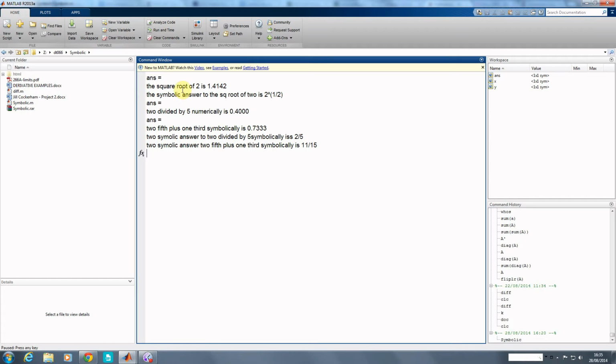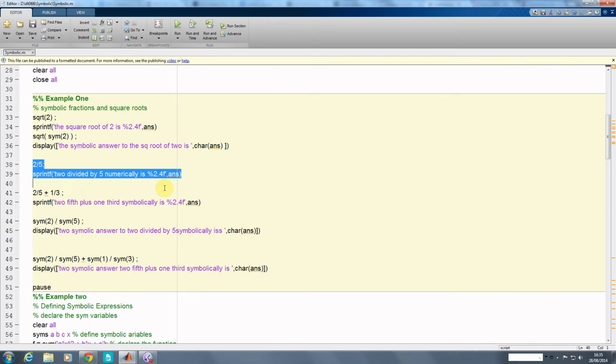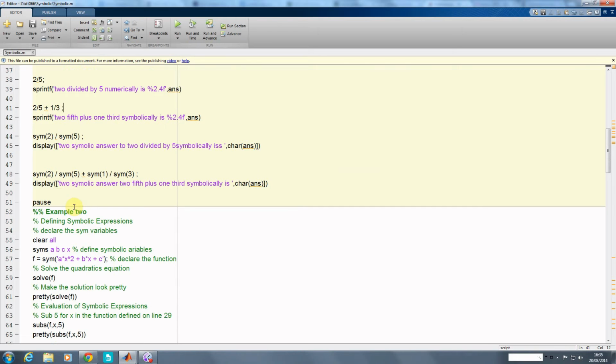So the numerical square root of 2 is 1.412, and there's the symbolic answer. 2 divided by 5 numerically is 0.4. 2 fifths plus 1 third symbolically is, so let's just go back to that. So we have those answers there, and we have a pause, so that stops the program from running.